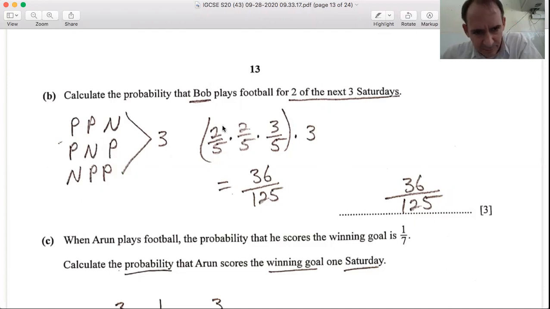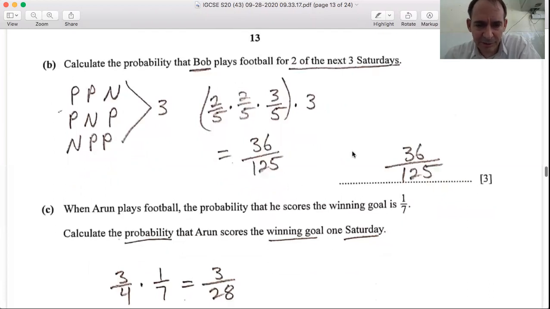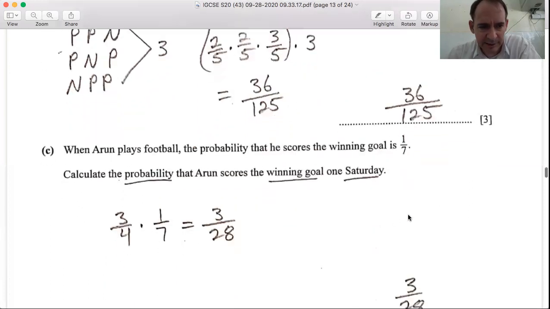And so the probability of playing is 2/5 times another probability of playing is 2/5 times a probability of not playing is 3/5. All of that multiplied by 3, because there's 3 different arrangements of those values, 3 different ways that can happen. Multiply by 3 and you get 36 over 125 as your probability.